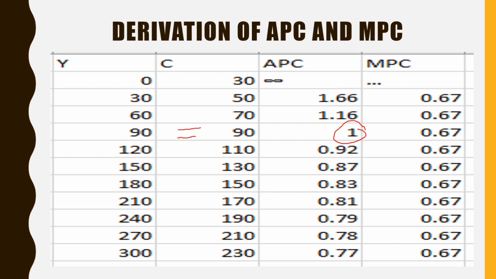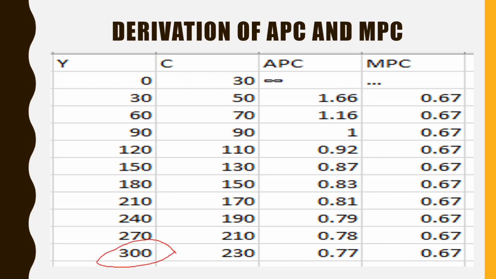What does the value 0.92 represent? Here 0.92 represents that 92% of the income is devoted to consumption. And if we see the last entry against APC, it is equal to 0.77. What does it mean? It means that 77% of income is devoted to consumption.